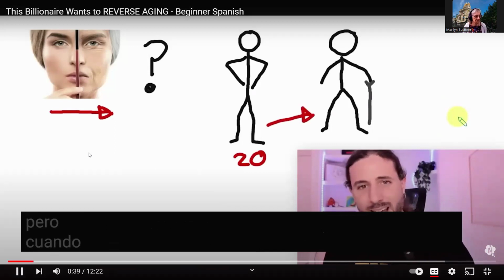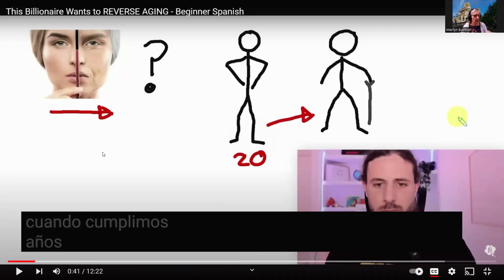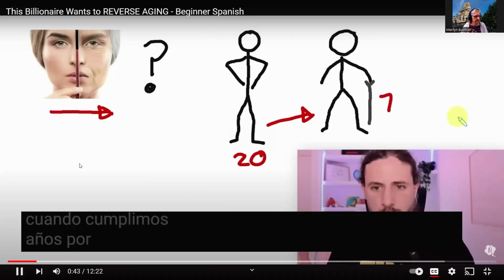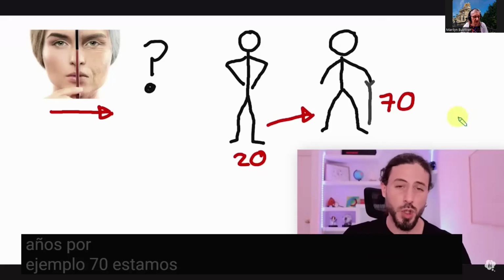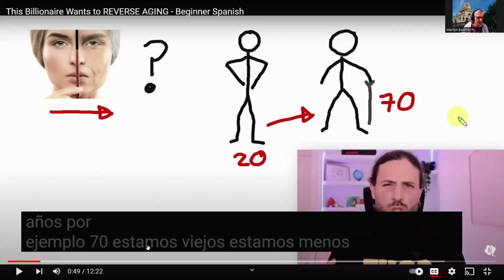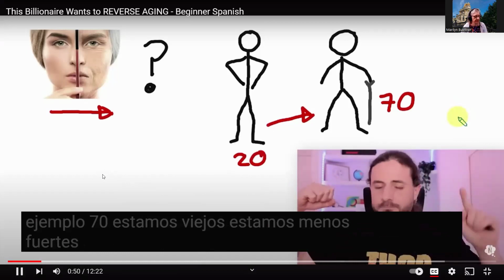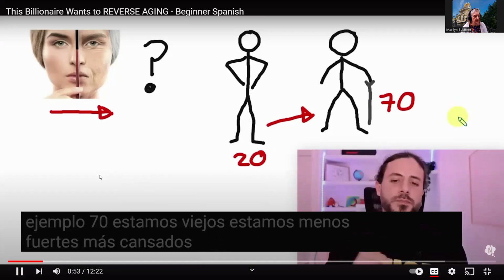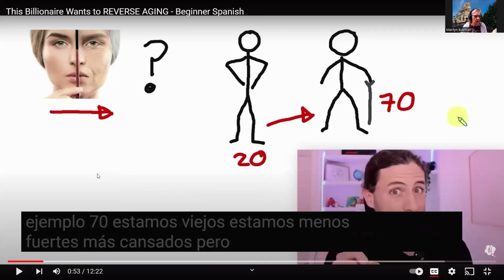Pero cuando cumplimos años, but when we complete years, meaning when we get older, por ejemplo, 70, estamos viejos, estamos menos fuertes, estamos más cansados. And here he didn't use somos viejos, we are old people. He said, we get old, we feel old, we look old. Yeah, estar with viejo is to look a certain way, to feel a certain way. We feel less strong, more tired.